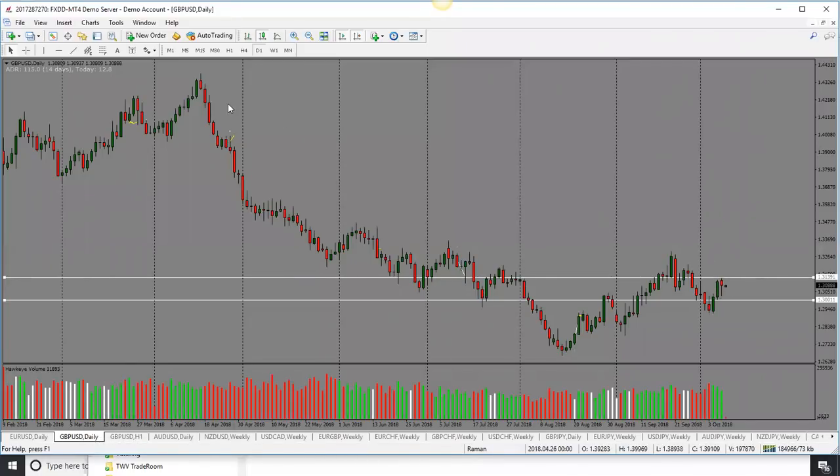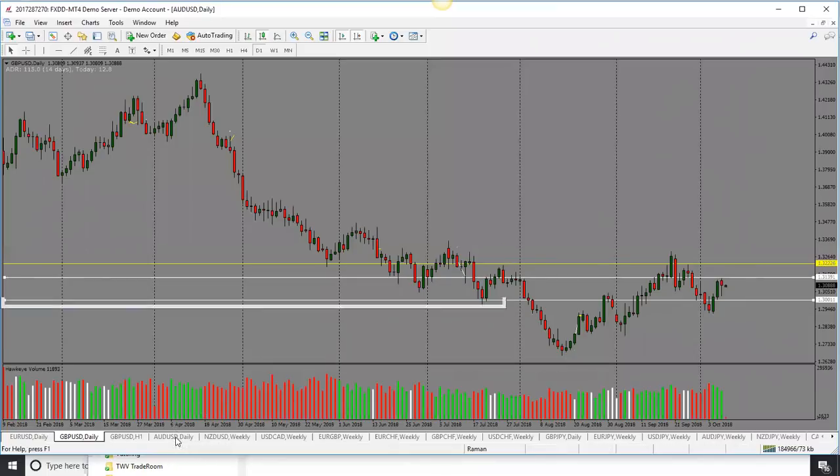But in case it breaks the high, then we are looking for price to go up higher. And it could go all the way into this 1.3220 level, which is the next pin on the top here. So it's critical that price hold below 1.3140. And then we're looking for price to drop from there.